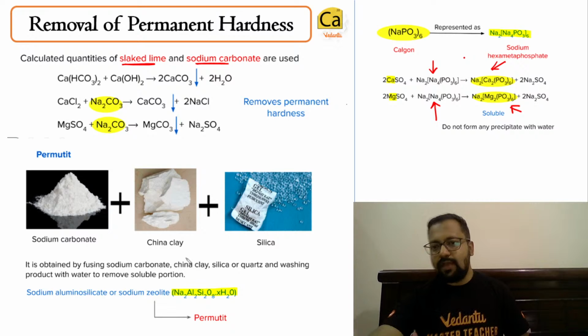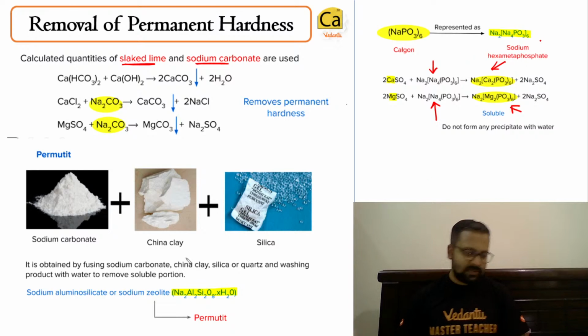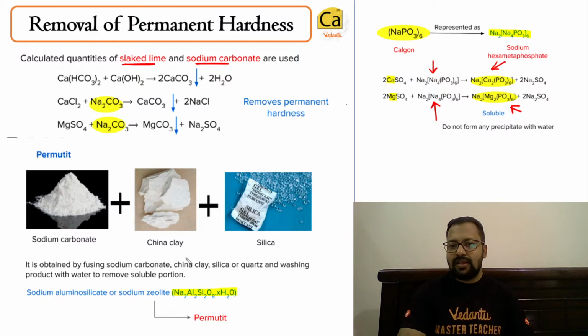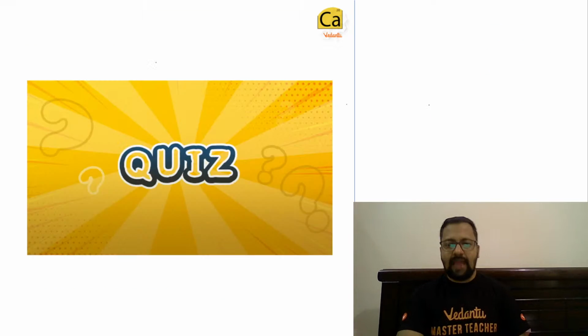Sorry, PO3 whole, Na4PO3 whole 6. Okay? Yes. Is that understood? So this is what happens.